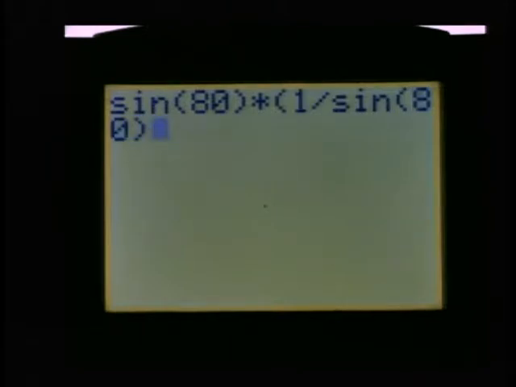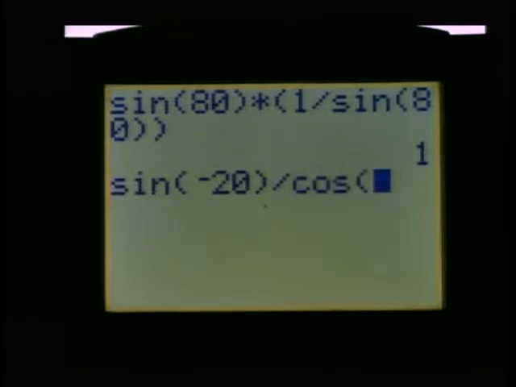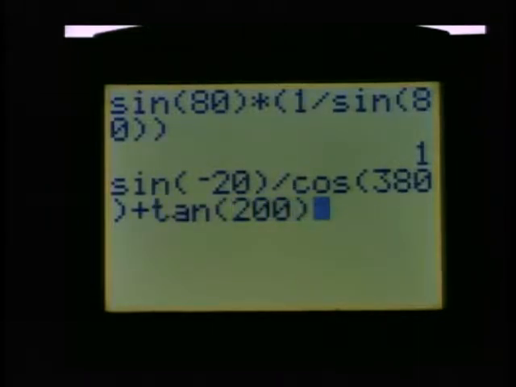Now you shouldn't even need your calculator on this one, right? You can see clearly they're reciprocals of one another, and so we hit enter, and you should see the final result there, 1. And that's the result we got previously. The next problem, let's take it as it's shown, sine of negative 20 degrees divided by the cosine of 380 degrees, and we're going to add to that the tangent of 200 degrees. And we get 0.